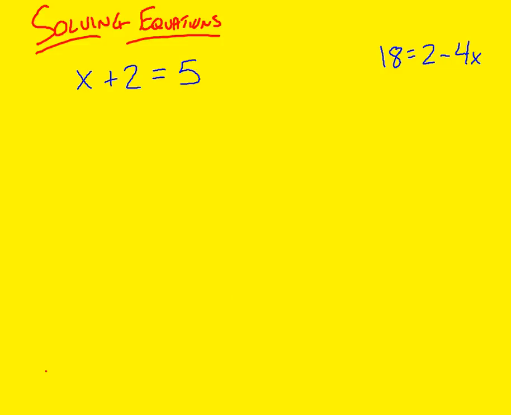Alright, what we're looking at today is solving straightforward one-step and two-step algebraic equations. First one here, let's look at some one-steps. x plus 2 equals 5. Well, we can see pretty simply, 3 plus 2 is what's going to give me 5.